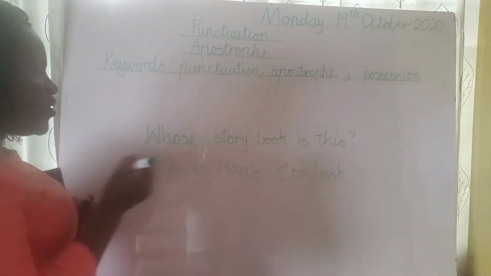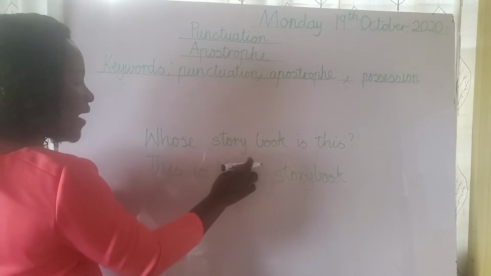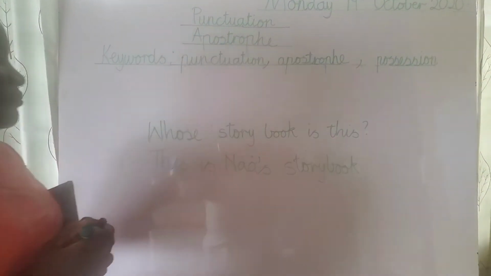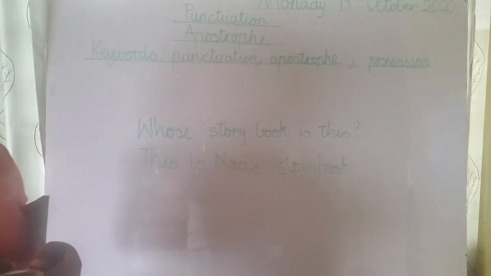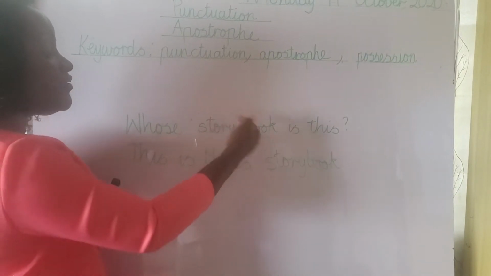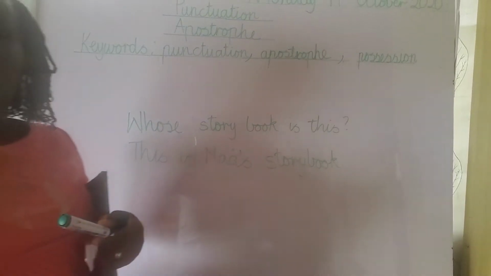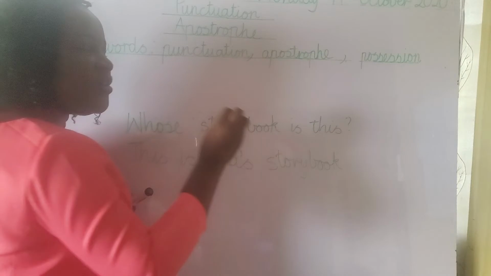Okay. Now, this is the apostrophe. This symbol right here is our apostrophe. And what does it mean? Or what is its use here? What is it doing before the A and what is it doing after the A and before the S? It is showing possession. It is telling us that this storybook is for Na.